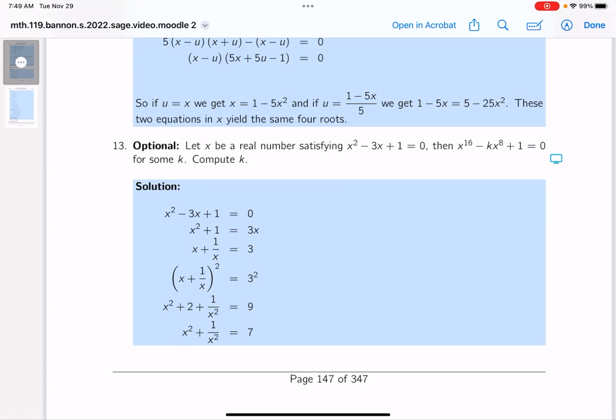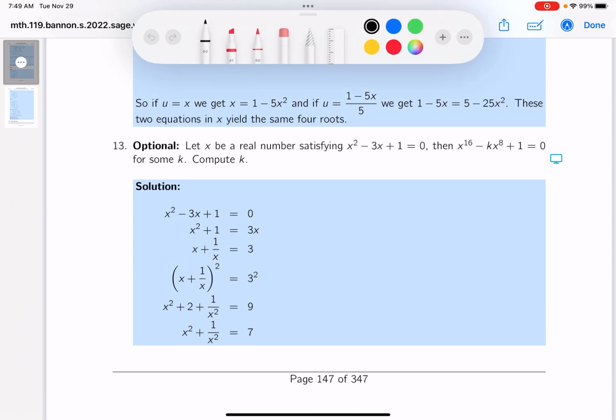Okay, we're given a problem here. It's certainly a tricky problem. I'm not saying it's not, and certainly if you didn't see what to do, it might be difficult. So anyway, it goes on to say that x is some real number. It says it satisfies this equation.